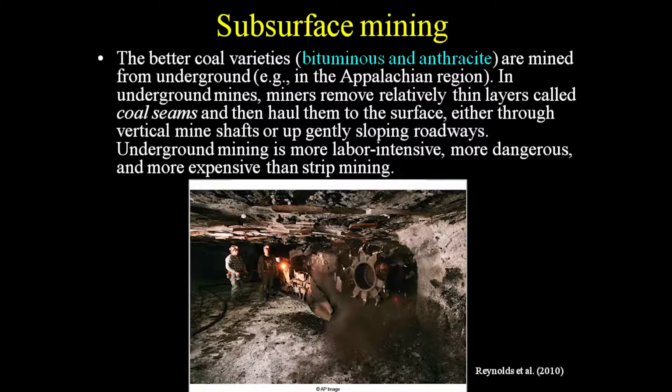Let us now turn to subsurface mining. The better coal varieties, bituminous and anthracite, are mined underground, for example, in the Appalachian region of the U.S. In underground mines, miners remove relatively thin layers called coal seams and then haul them to the surface, either through vertical mine shafts or up gently sloping roadways. Underground mining is more labor-intensive, more dangerous, and more expensive than strip mining.